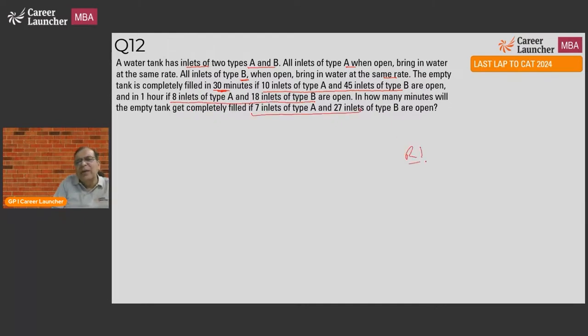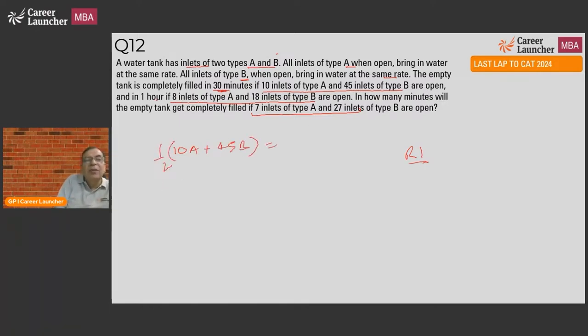Round one question, a standard question. These are the standard time and work questions. Like I said in the previous question, mechanical questions. These are my standard questions of time and work, and I should be able to solve them mechanically. I'll start by saying, let pipe A bring in A liters per hour, B bring in B liters per hour. If 10 inlets of type A and 45 of type B, the amount of water coming in will be 10A plus 45B. How much time does the tank take to fill up? Half an hour. So divide by 2. So this is the amount of water which will come in.